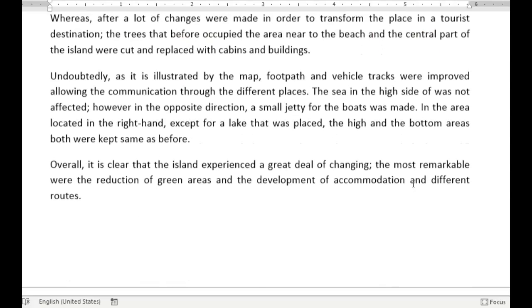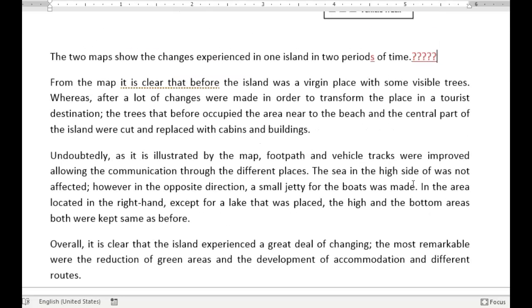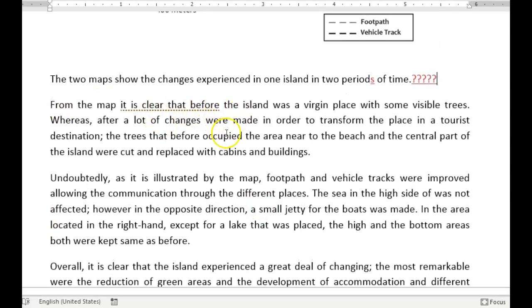Okay, let me read this and then give you advice. From the map, it is clear that before, the island was a virgin place with some visible trees, whereas after, a lot of changes were made in order to transform the place into a tourist destination. The trees that before occupied the area near the beach and the central part of the island were cut and replaced with cabins and buildings.